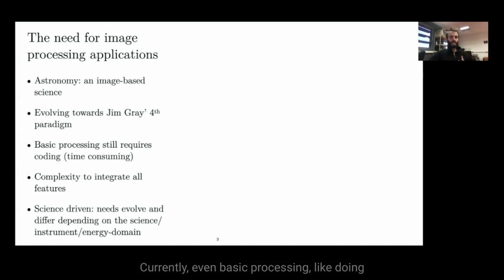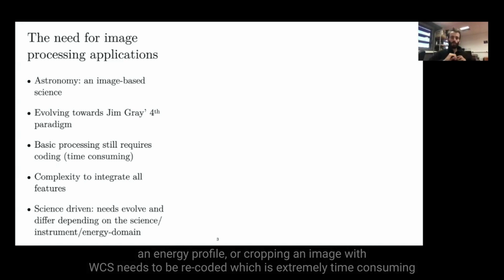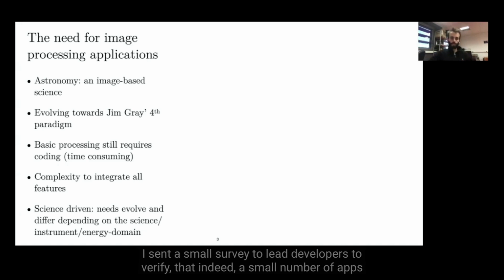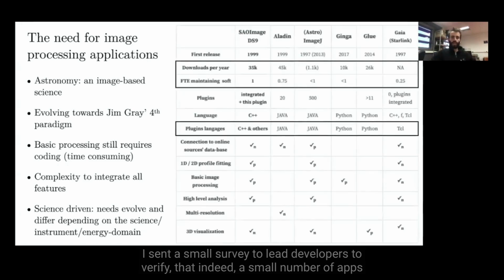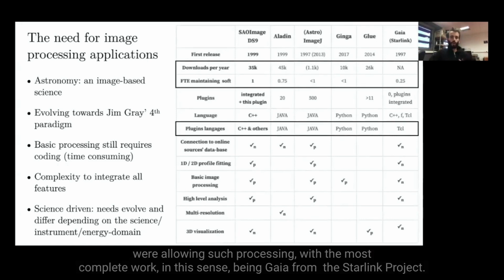Currently, even basic processing, like doing a radial or energy profile or cropping an image with WCS, needs to be recoded, which is extremely time-consuming. So I sent a small survey to lead developers to verify that indeed a small number of apps were allowing such processing, with, I think, the most complete work in this sense being GAIA from the Starlink project.